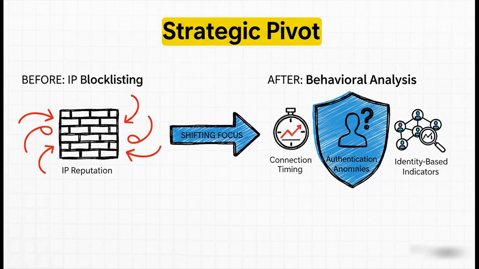So, when you have this kind of layering, traditional IP block listing just isn't going to cut it anymore. It's insufficient. Our defensive strategy has to pivot. We need to start focusing on behavioral and identity-based indicators. That means digging into authentication logs, looking for anomalies, and correlating connection timing. It's these higher-level analytics that are absolutely essential for finding the signal in all this noise.